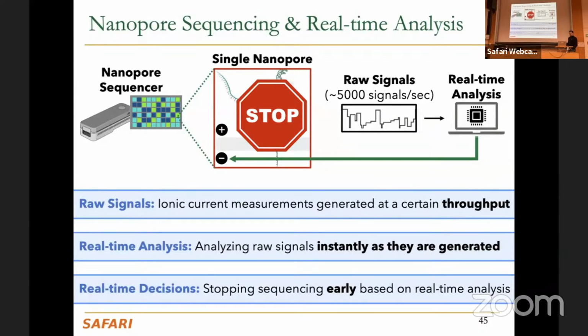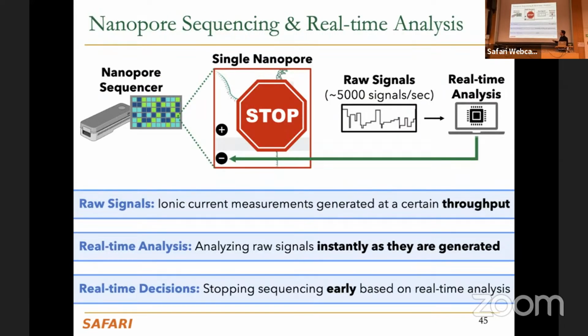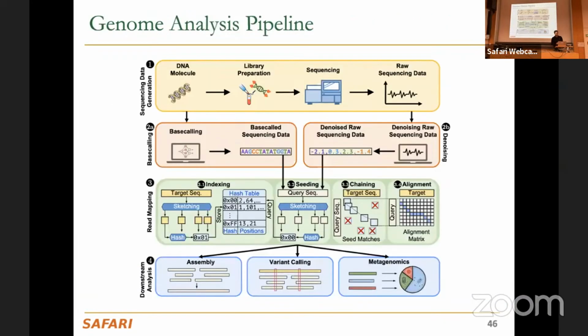For example, based on our real-time analysis, we may realize that whatever we're sequencing now is not useful for us. So we can tell the sequencer to stop sequencing that particular read, so that it can move on to another DNA, and we can utilize these consumables even better. So there are two main benefits to real-time analysis, to summarize. One is that it will stop sequencing early, reducing your sequencing time and cost. The second is that it will enable you to overlap the sequencing time and the analysis time, so that you can reduce the latency.